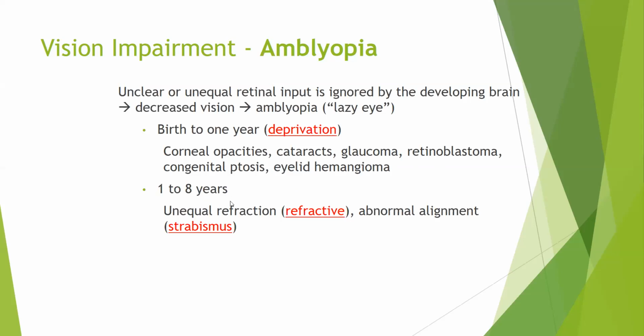From 1 to 8 years, we want to make sure that the alignment is normalized. If you've got unequal refraction, then you may have abnormal development. And this could be a permanent strabismus. So you permanently have an eye that is out of alignment.